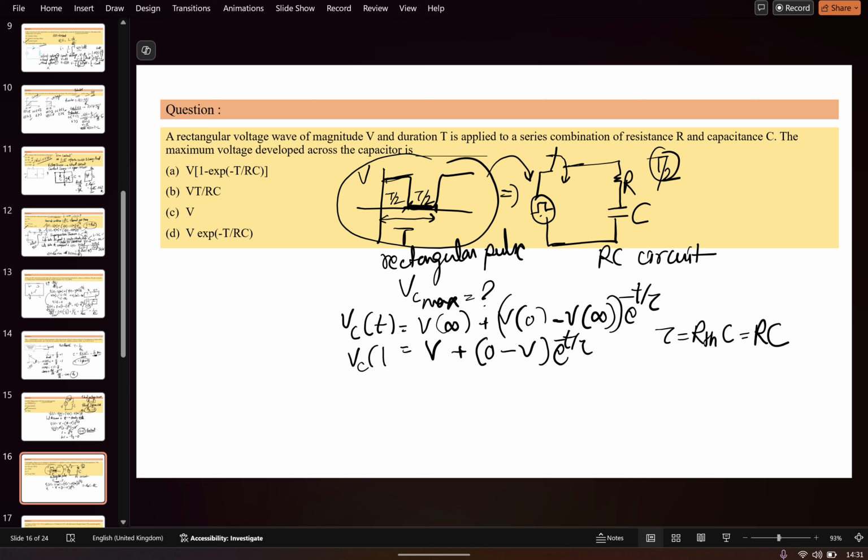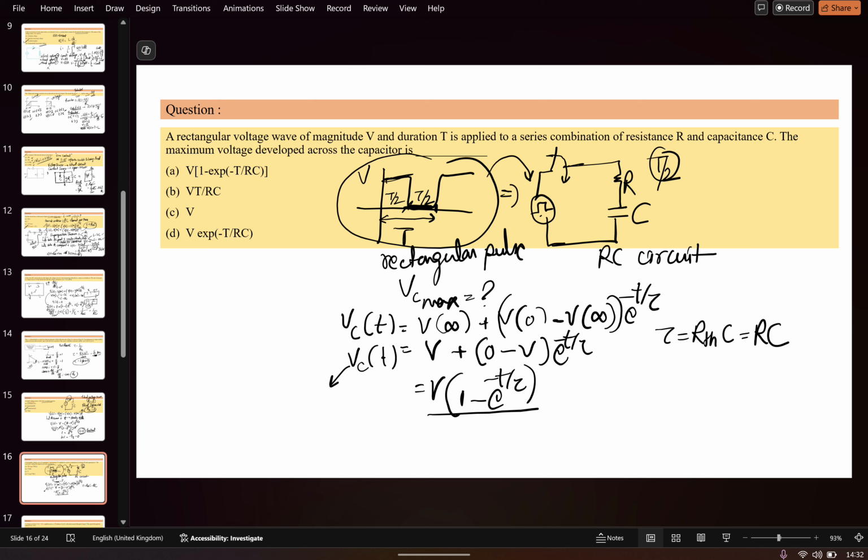So the actual value of VC(t) will become V1 minus e to the power minus t by tau. Okay, what is the question asking? What is the maximum value which develops across this capacitor? If you see in this question, it will develop across the capacitor when it is appearing.